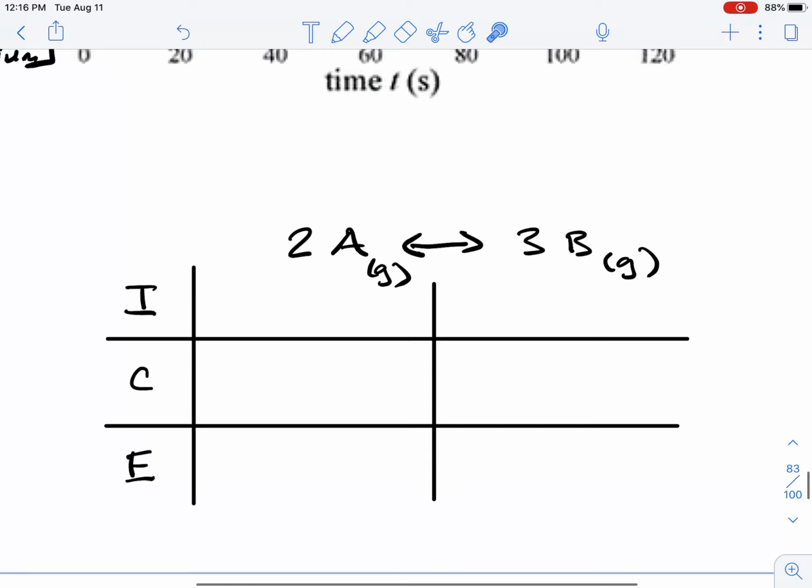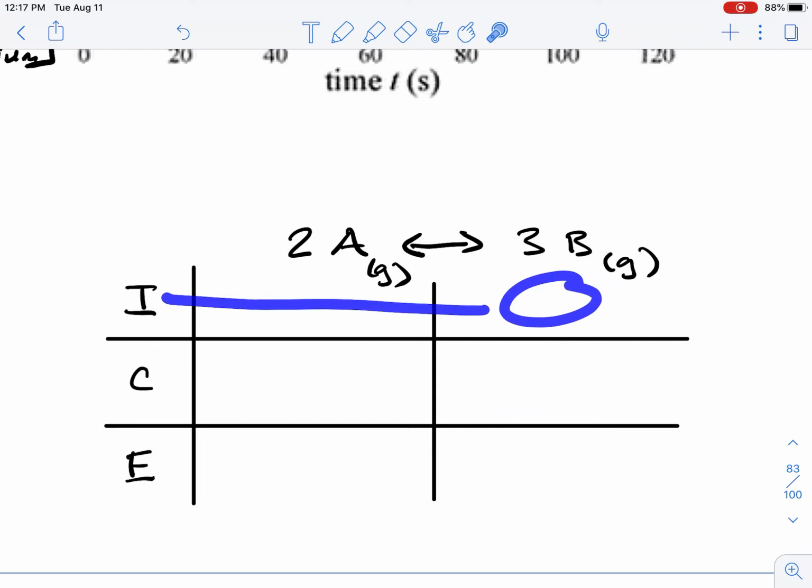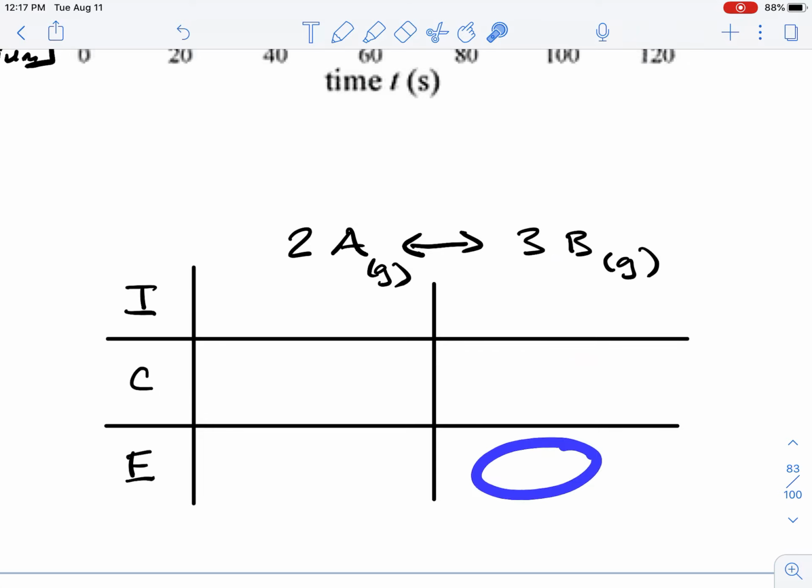And so we can apply that same logic for each of these three spaces, where this space is going to represent the initial concentration of product B. This space is going to represent the change in concentration for product B. And finally, this space is going to represent the equilibrium concentration for product B.